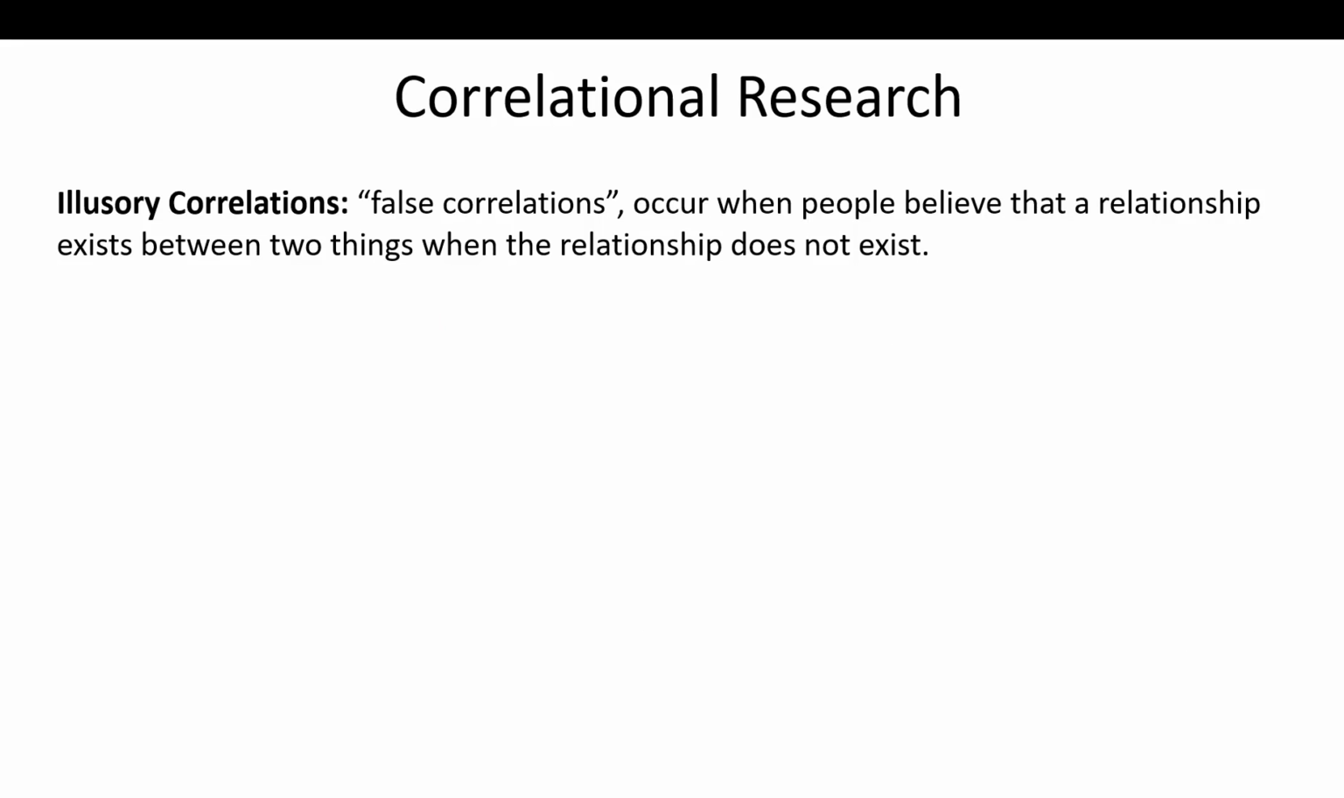Illusionary correlations are false correlations. These occur when people believe that a relationship exists between two things, when the relationship does not. These correlations are essentially illusions that people construct, which often develop from stereotypes, biases, and personal experiences. For example, there's a common saying that pit bulls are naturally dangerous and vicious due to discussions from word of mouth, visuals, or the media portraying these dogs as vicious, when that statement may not be true.